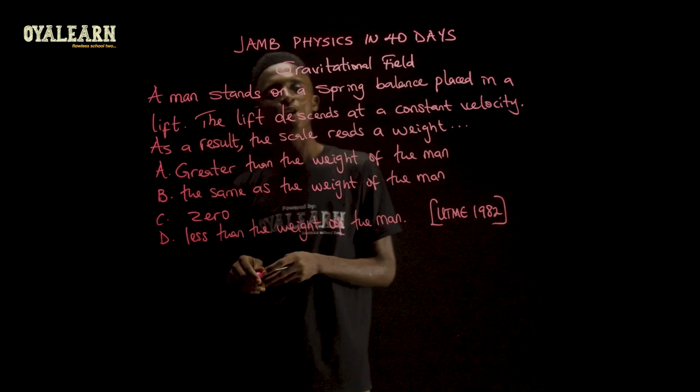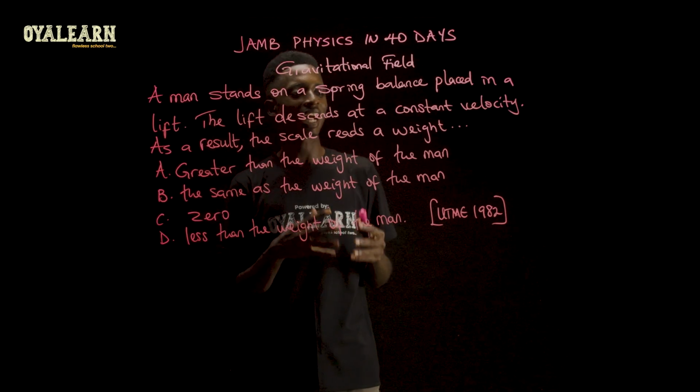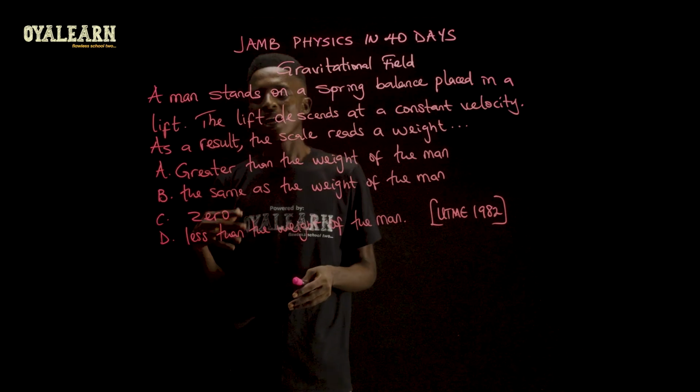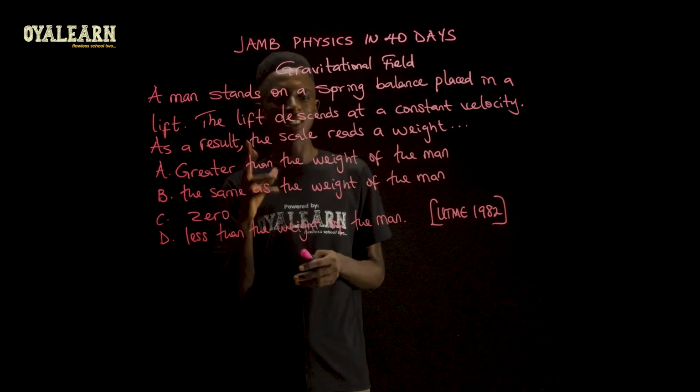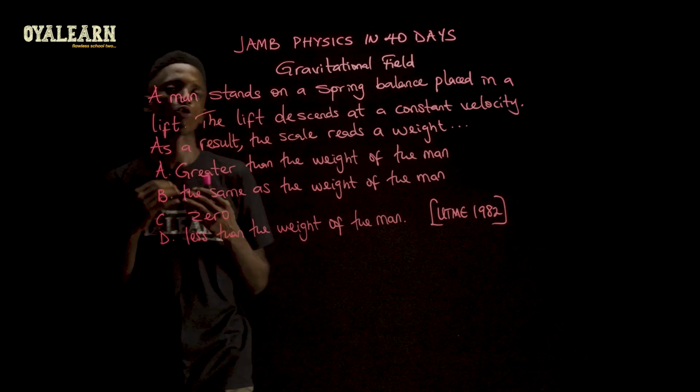A man stands on a spring balance placed in a lift. The lift descends at a constant velocity, and as a result of this, the scale reads a weight. Now we are given 4 options to pick from.